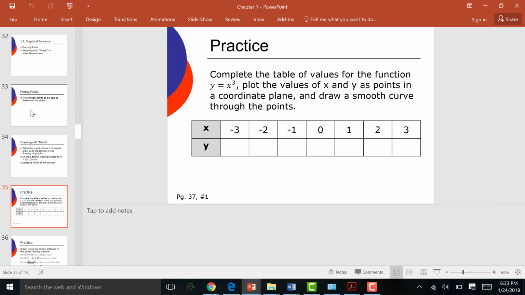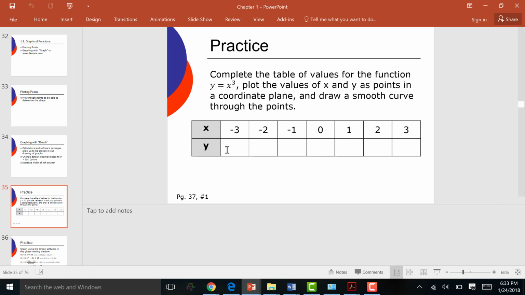Okay, it says plot the values for x and y as points on the coordinate plane, which means on the xy axis. And then it wants you to connect the dots. So do you have some numbers to plug in? Do you have some input values? Yes, they gave you all the input values. That means, are you going to have some outputs? Yes, you are. So if I give you input values and I give you an equation, what should you do? Plug them in.